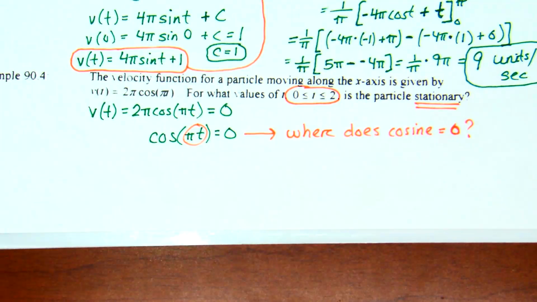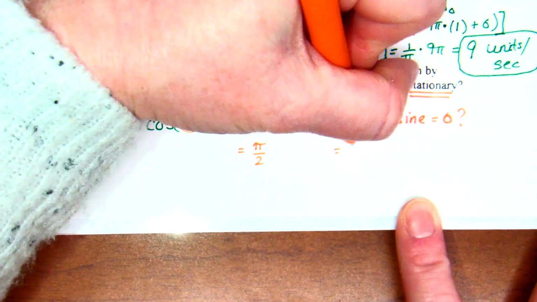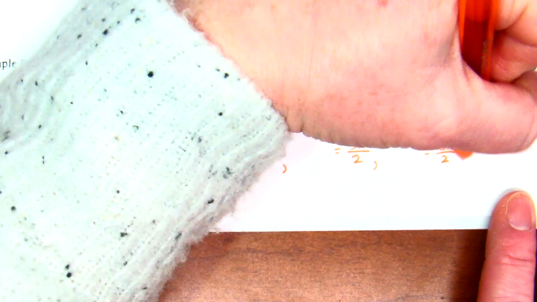So we know cosine equals 0 at pi over 2. We know cosine equals 0 at 3 pi over 2. Technically, we could keep going, yes? Hang with me for a moment. What's another one? Five pi over 2? We can keep going as far as we need to, right?